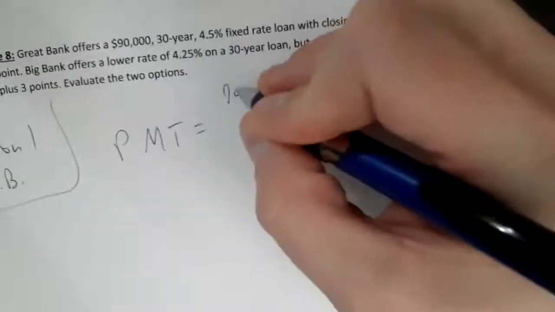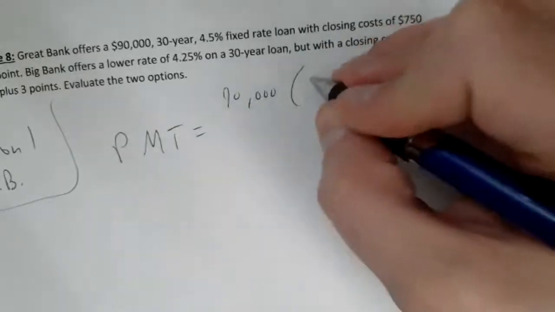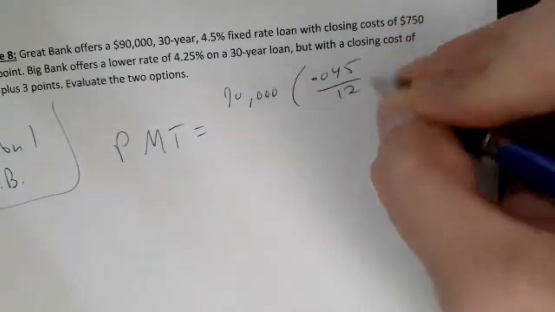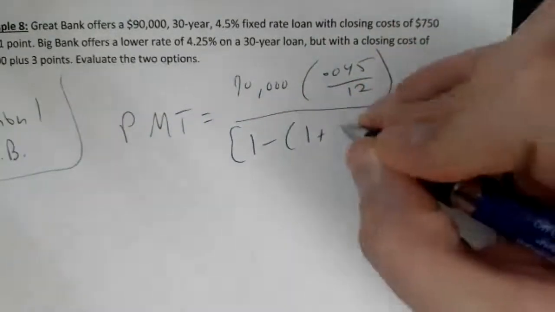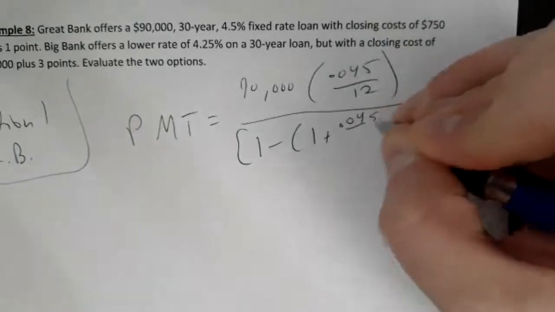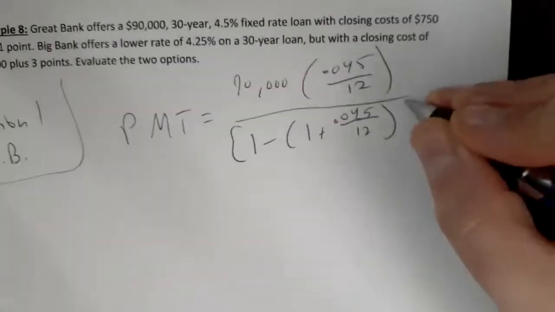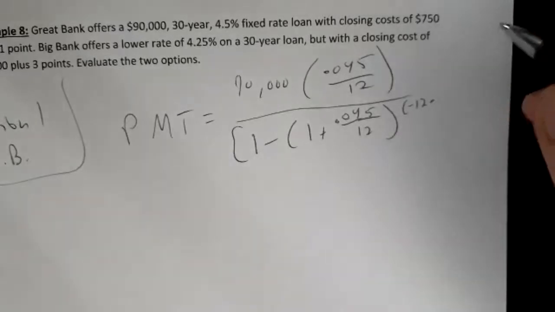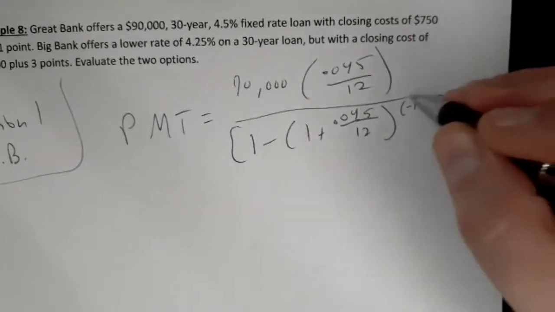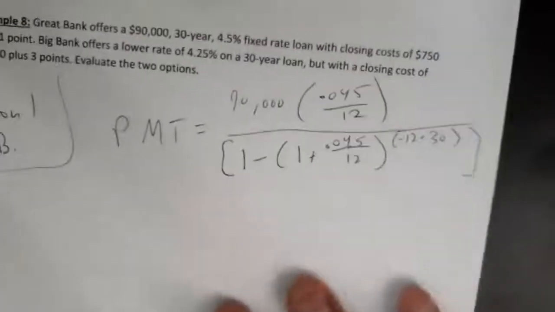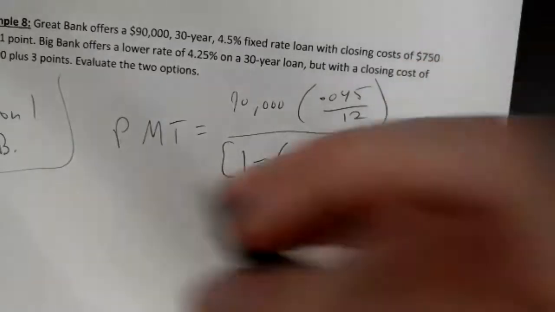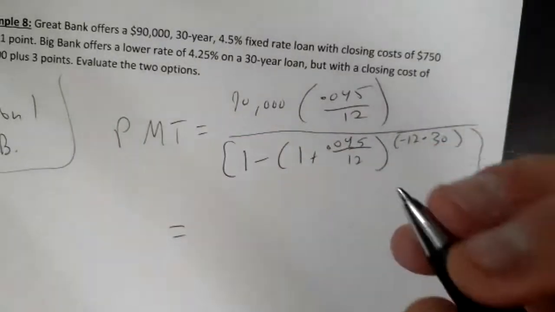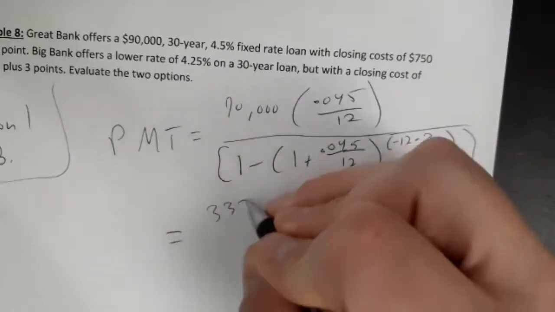So my payment is my principal, times my APR over N, which is 0.045 over my N, which is 12. I'm doing the 1 minus 1 plus crazy thing on the bottom, 1 minus 1 plus my APR over N, to the negative N times Y, which is for 30 years. Okay, so if I divide this and then multiply by 90,000, it should be giving me 337.5 on top.